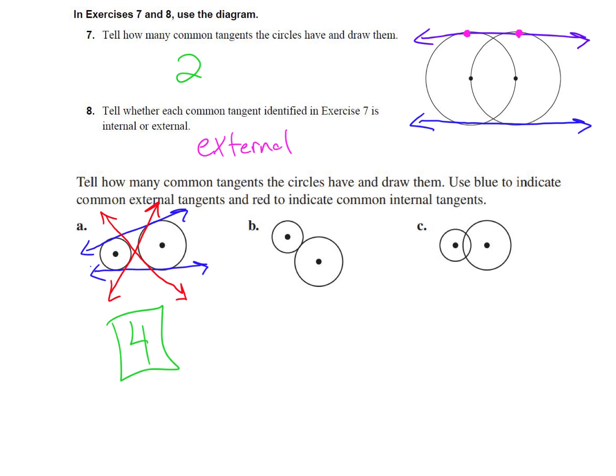All right, next one. Where are the externals on letter B? On the bottom and the top. Top and bottom. So 1, 2. Is there any internal? Yes. You can do one. Where? In between them. Straight. Like that? Yep. Does that just intersect each one once? Yes. So that's an internal. Any others? No. So how many total do we have? 3.